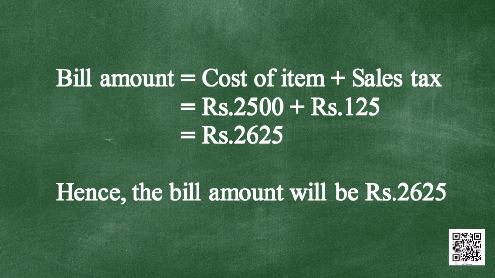Therefore, the bill amount is given by cost of a radio plus sales tax, that is equal to rupees 2,500 plus rupees 125. On summing these two, we get this as rupees 2,625. Students, therefore, the bill amount for the purchase of the radio is rupees 2,625. Students, we have seen a problem based on sales tax. Now, let us try to solve a problem based on GST.